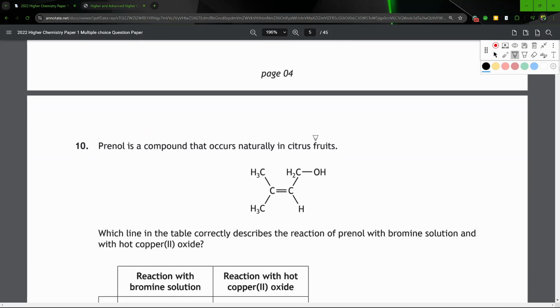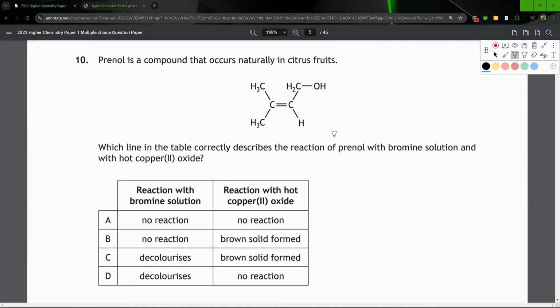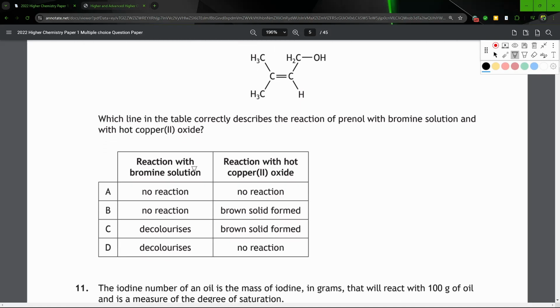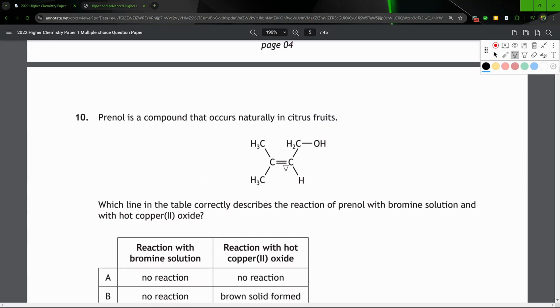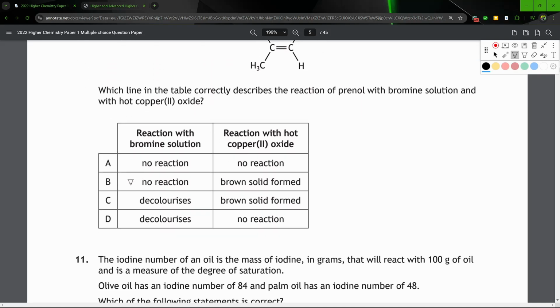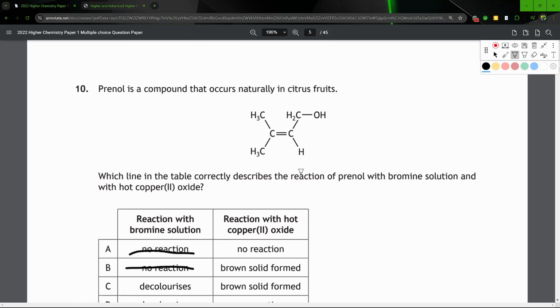Anyway, we'll move on. Number 10, perillyl alcohol is a compound that occurs naturally in citrus fruits. Which line of the table correctly describes the reaction of this compound with bromine solution and with hot copper 2 oxide? Okay, so with bromine solution, we see if it's a saturated compound or not. Is this a saturated compound? Well, it isn't. It's unsaturated because you've got this double bond here. We could fill it with bromine atoms, which means we should get a reaction with bromine solution. So A and B are out.